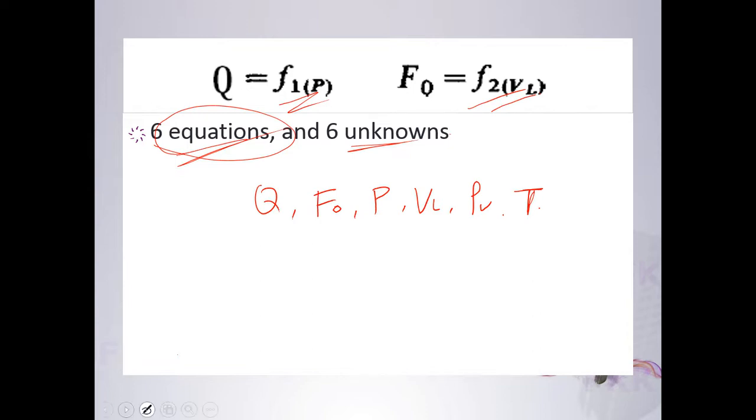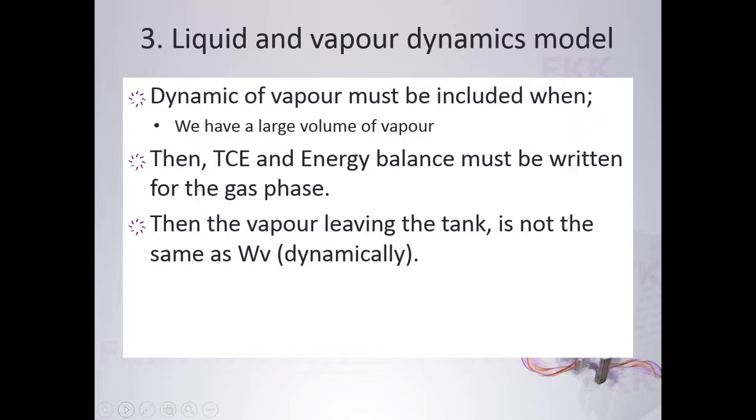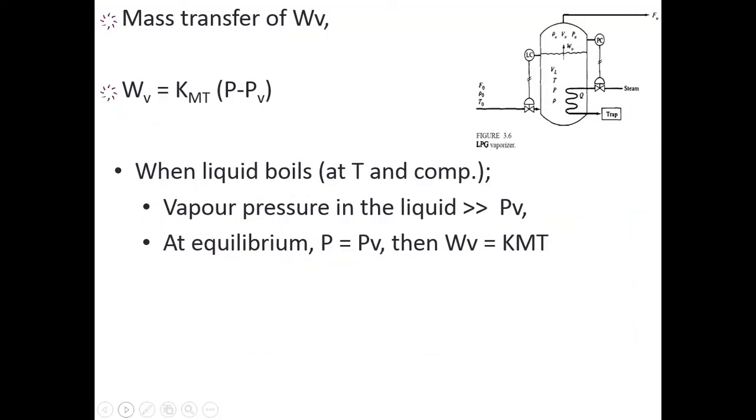Next, let's continue to the liquid and vapor dynamic models. In this case, if the dynamic of the vapor phase cannot be neglected, meaning you have a large volume of vapor, then your total quantity TCE and energy balance must be written for the gas phase as well. Then the vapor leaving the tank is not the same as WV dynamically, meaning it does not happen at the same time. So the problem here is to find what WV is.